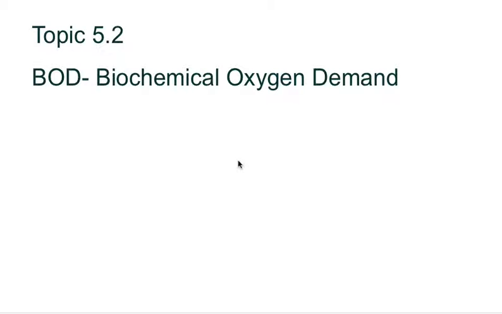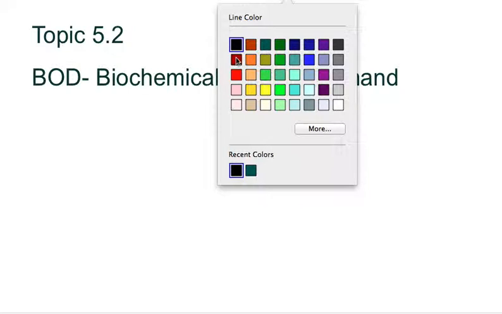This is just kind of a brief topic within topic 5.2, which is how to measure pollution. The reason we're doing this today is next class we're going to talk about eutrophication, which is directly connected to a measurement called BOD. BOD stands for biochemical oxygen demand, and it is a measurement for how much organic matter is in a water sample.